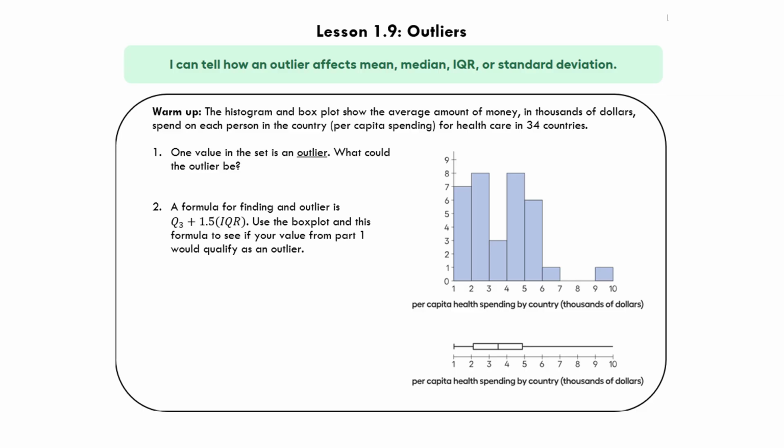So today we're going to be talking about outliers. We kind of looked at this a little bit on Friday about how changing the data or adding or removing points could change the mean, median, IQR, standard deviation. But today we're going to specifically look at outliers and how those affect the mean, median, IQR, or standard deviation. So go ahead and take a few moments to pause this video, read the warm-up, and then we'll go over the warm-up and everything together.